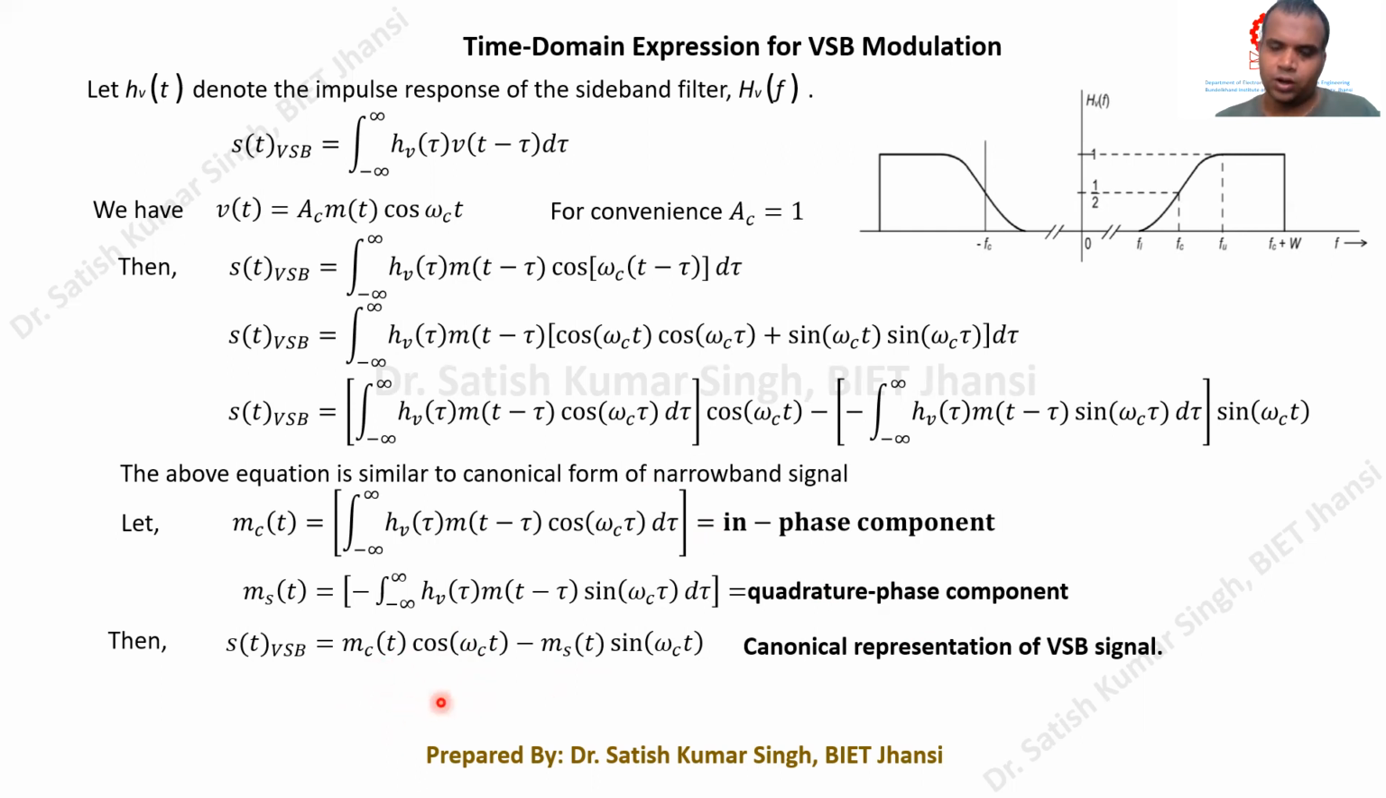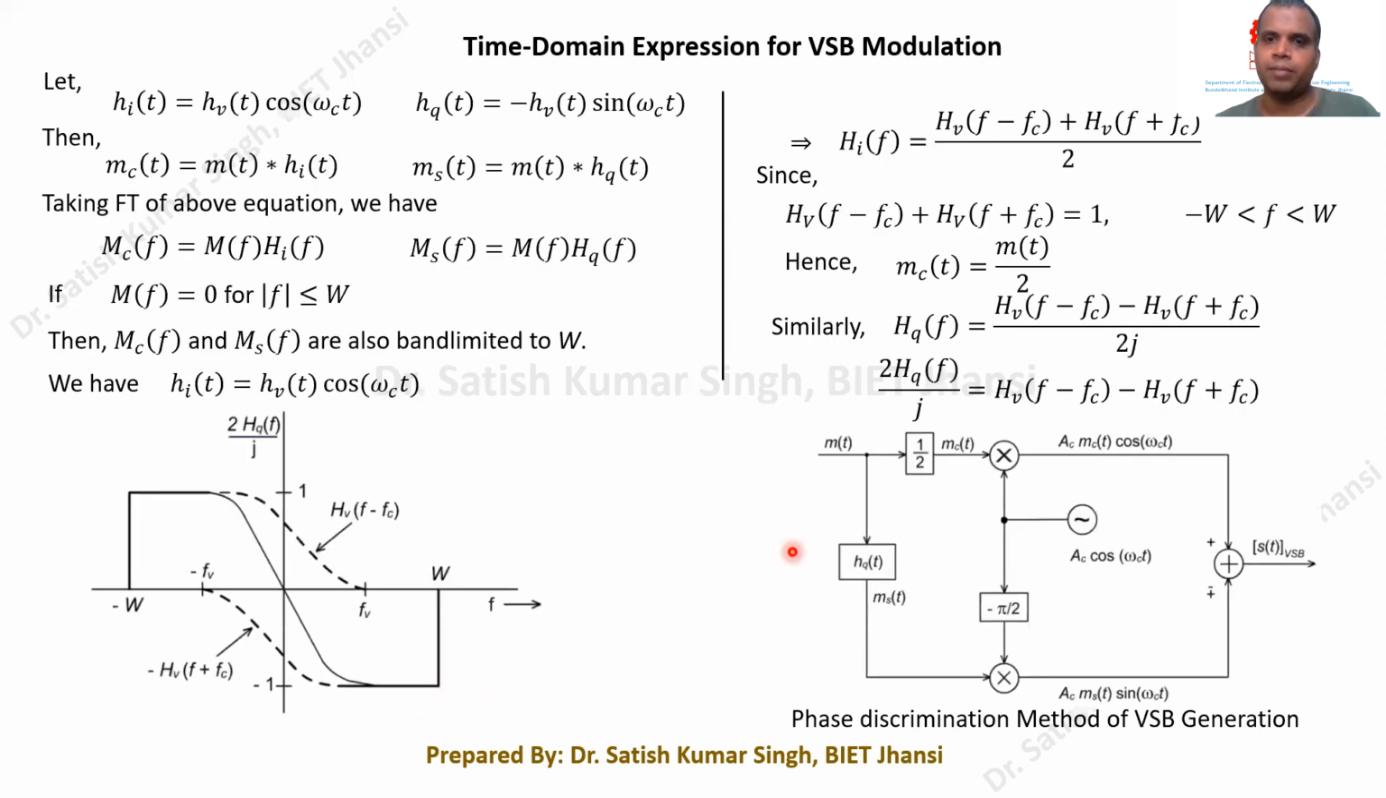First we need to take this particular message signal m(t), and then this message signal has to be divided by a factor of 2, so that will be generating MC(t). Then the same message signal m(t) will be passed through a filter with frequency response HQ(t). We have already defined it: MS(t) is equal to m(t) convolved with HQ(t).